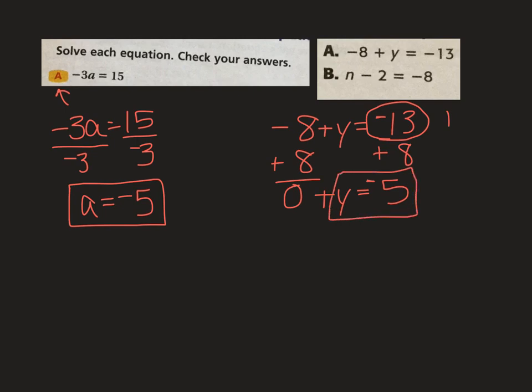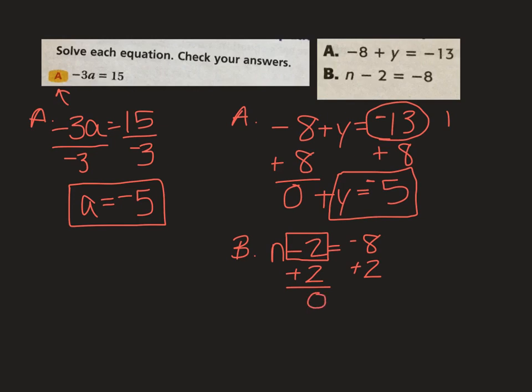Look at that. Both of them are negative 5s. What a coincidence. That was A. Now let's do B. I really want to show you all of the steps so that you can show me the steps in your work. So here I have n minus 2 equals negative 8. I always like to draw a box around what I'm trying to get rid of, and this is a negative 2. So I'm going to add 2 to both sides.